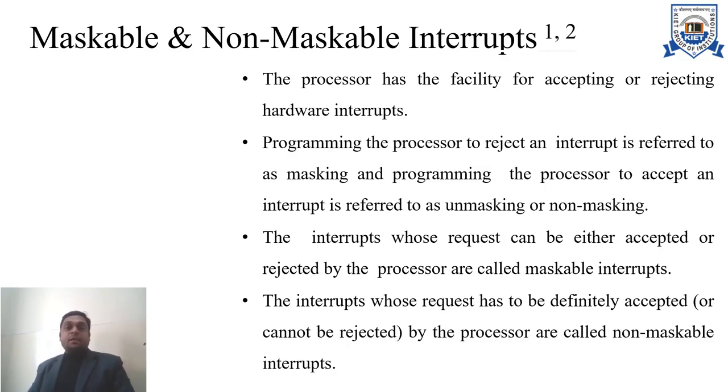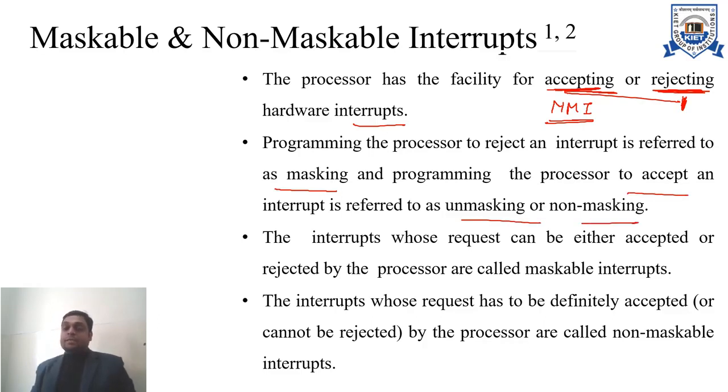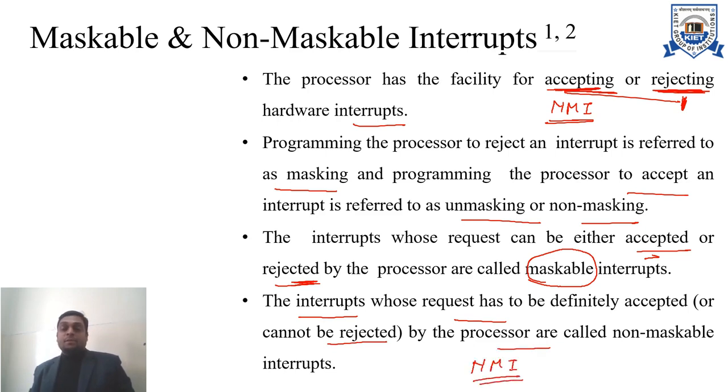Maskable and non-maskable interrupts in detail. The processor has a facility for accepting or rejecting the hardware interrupts. If it is rejecting any hardware interrupt, then it is maskable. And if the processor is always accepting the interrupt, that means the interrupt is non-maskable, because it cannot wait. Programming the processor to reject an interrupt is referred to as masking, and to accept is referred to as unmasking or non-masking. The interrupt whose request can be either accepted or rejected, here the word rejected is there, so it means we are talking about maskable interrupts. Another kind is interrupts whose request has to be definitely accepted, meaning it cannot be rejected by the processor. These are called non-maskable interrupts, the highest priority interrupts.